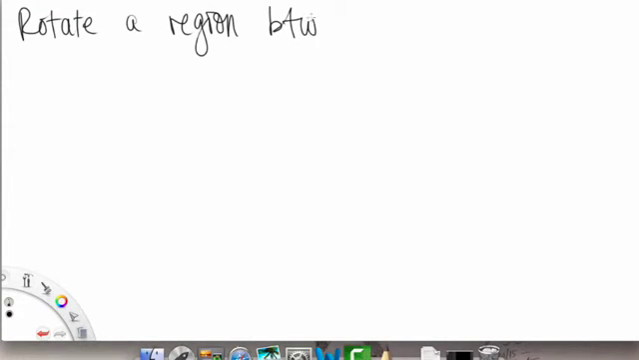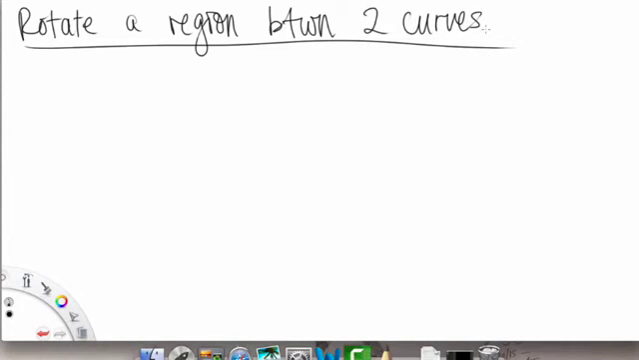Alright, so from this process of finding the volume of a solid, there are a bunch of useful and kind of neat variations. So here's one where we're going to rotate a region between two curves. Okay, so here it gets a little bit tricky, but like I said, it's just a variation on the same process. Okay, so let's draw a graph and see what we're working with.